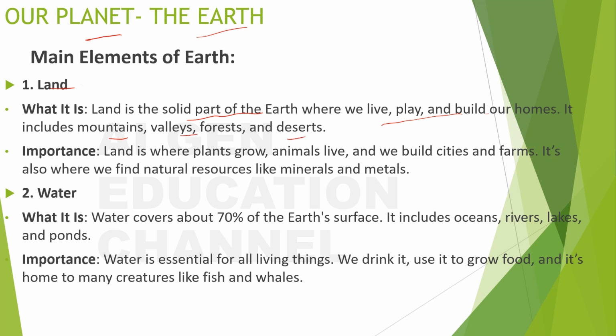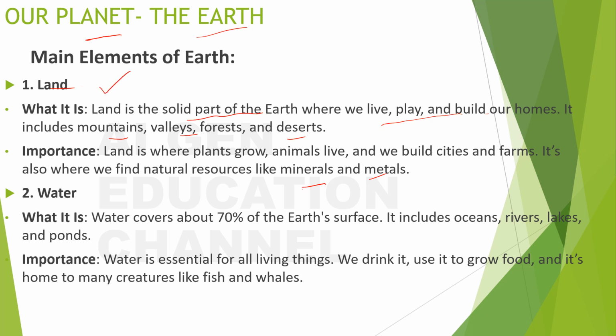So everywhere we have land. Okay, land is where plants grow, animals live and we build cities and farms. It's also where we find natural resources like minerals and metals, right? Because of the land we can actually build cities and houses, plants can grow, animals can live, we can live, right? And we can also find minerals and metals. Okay, this is the importance of land and it is one of the main elements of Earth.